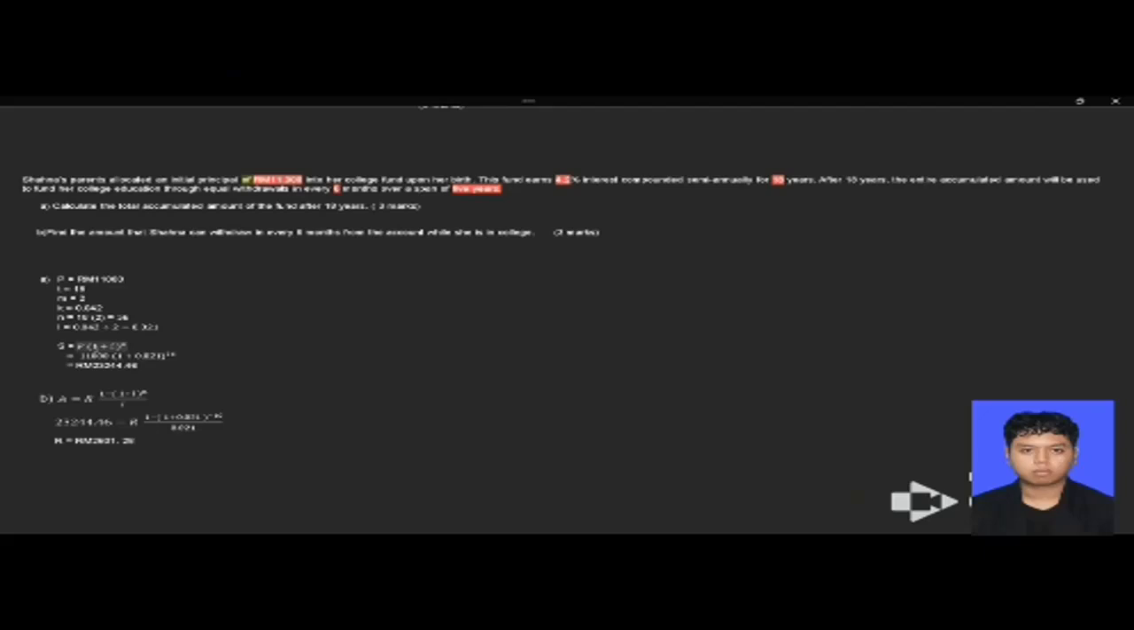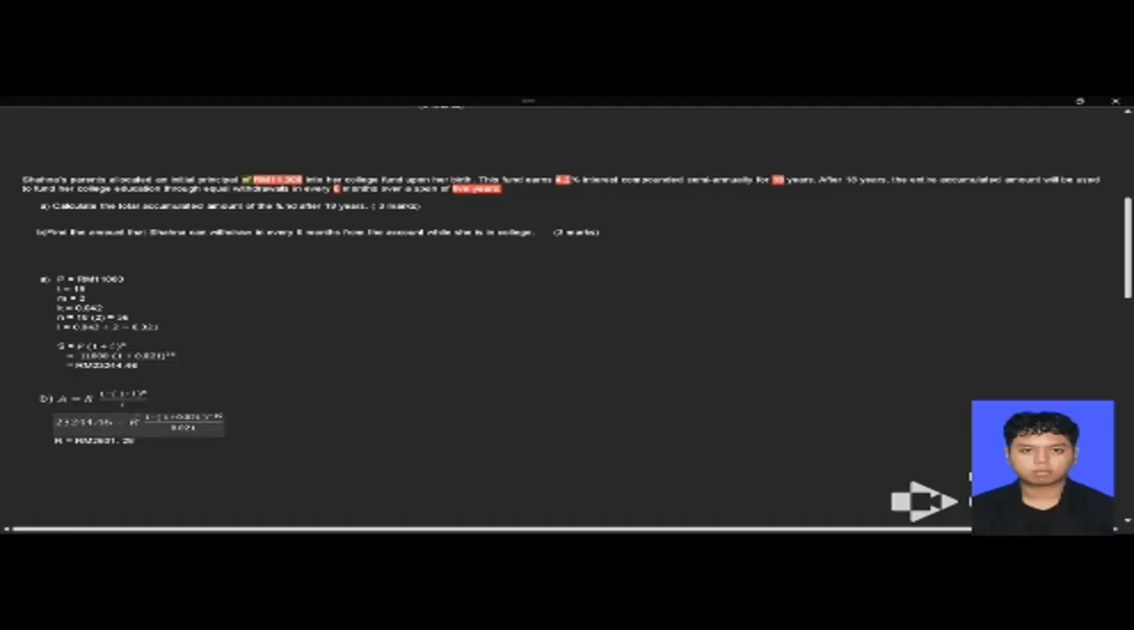For question B, we have to find the amount that Shana can withdraw every 6 months from the account while she is in college. The amount of time she is in college is 5 years. According to that information, we can then use the present annuity formula and use the info from the previous question and the paragraph to substitute into the formula to get our withdrawals, which is 2 times in a year. The final answer is 2,601 ringgit and 28 cents.